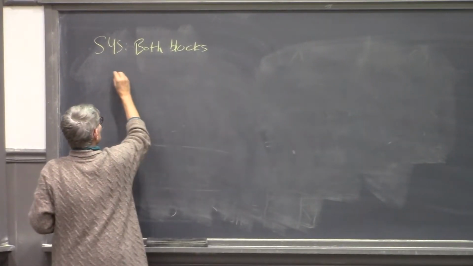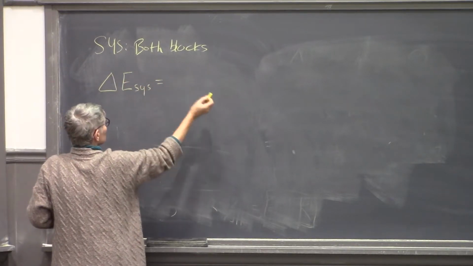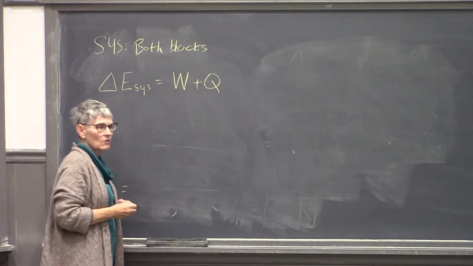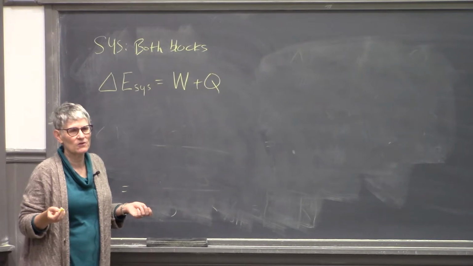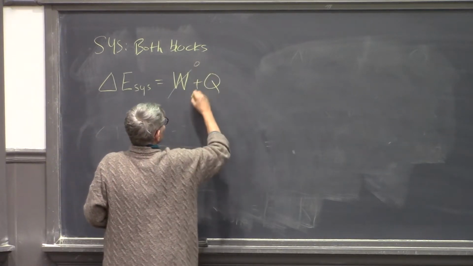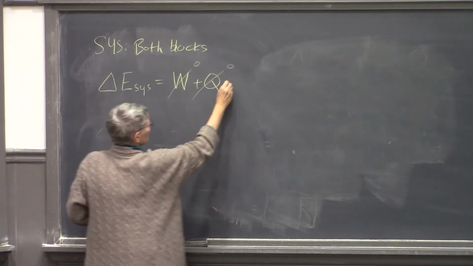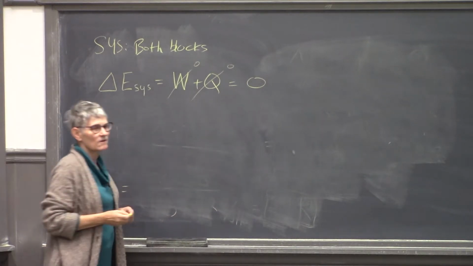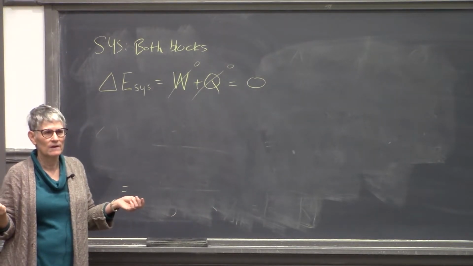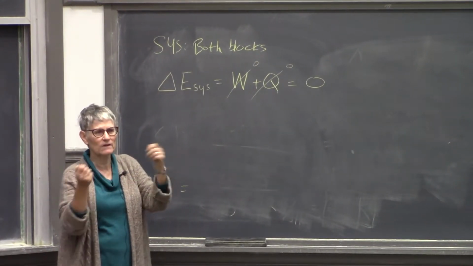So we have the change in energy of the system is work plus energy transfer due to a temperature difference with the surroundings. There is no work done, and there's no transfer, so that says the change of total energy of the system has to be zero. But energy could flow within the system from one block to the other block, right?